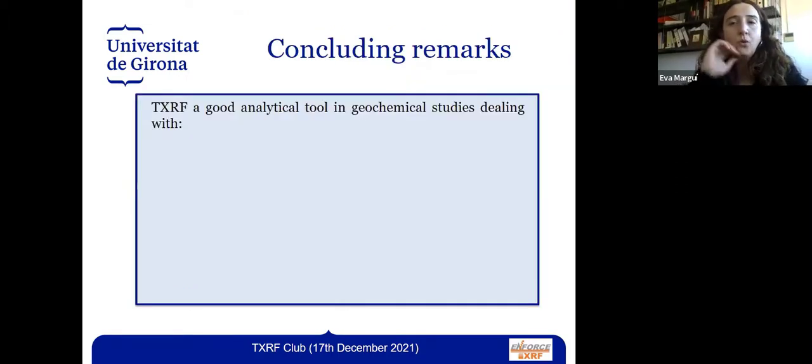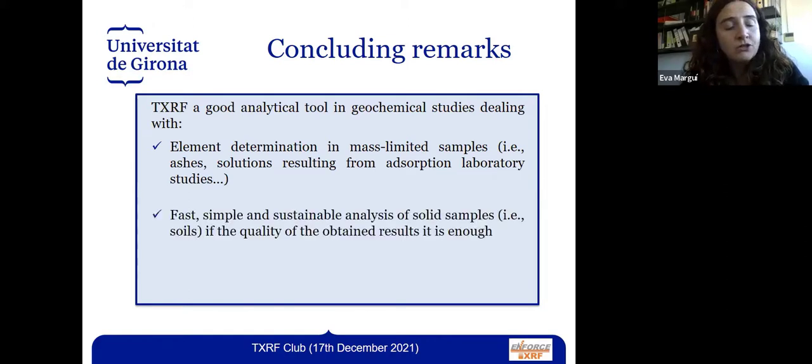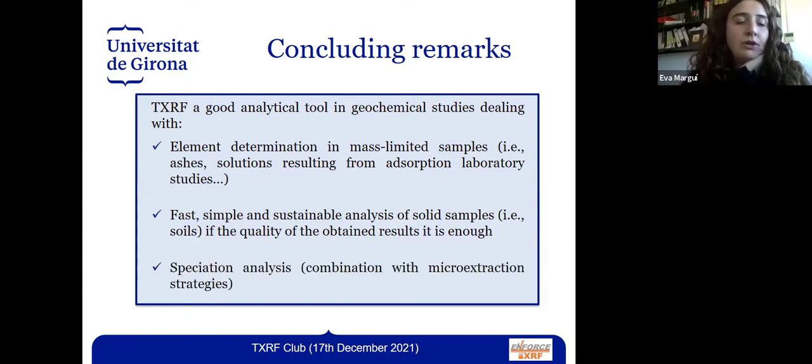So to conclude this talk, I only want to say that the TXRF can be a good analytical tool in geochemical studies, dealing with, for instance, elemental determination in mass-limited samples, or in solutions resulting from adsorption laboratory studies where usually you have a very small volume to be analyzed. Also it can be of interest as a fast, simple, and sustainable analysis of solid samples, of course, if the quality of the results is enough for your purpose, and also it could be good for speciation analysis if it is combined with microextraction strategies.